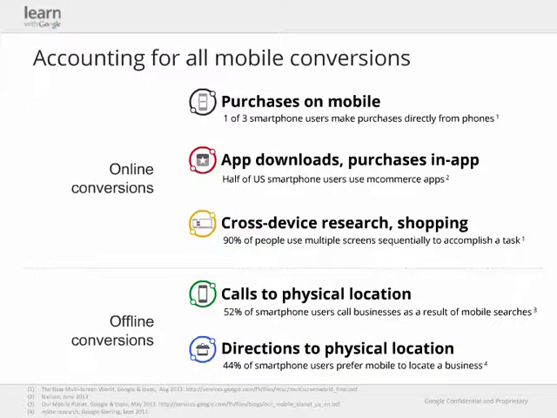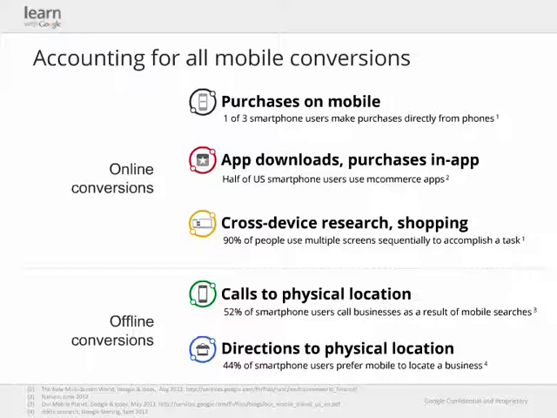Okay, so accounting for all mobile conversions. We're seeing that mobile is spurring different types of conversions, both online and offline. The first of which is purchase on mobile, like a tablet site. So 1 of 3 smartphone users make purchases directly from their mobile devices. An example here from the US is that 50% of US smartphone owners use mobile commerce apps, and that's based on some Nielsen data from the middle of last year.